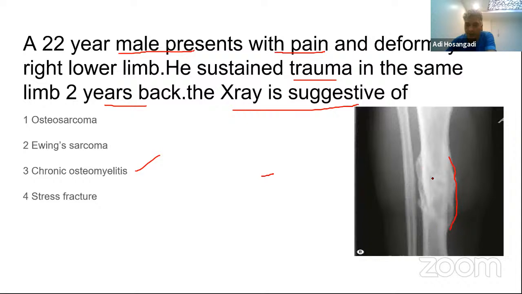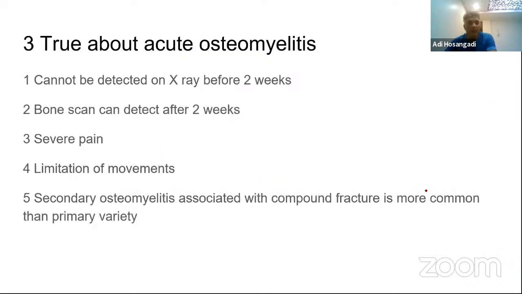And this is a small lytic lesion or a cavity. Look at this. These are all small cavities. Bone is destroyed. This is a new bone formation because of a subperiosteal reaction. I'll come to radiological features later.